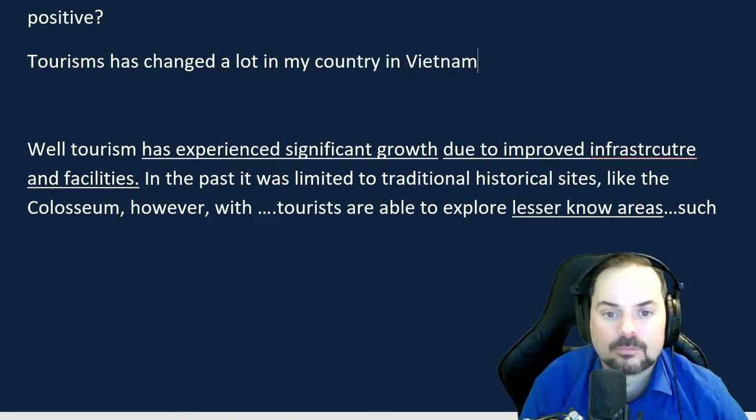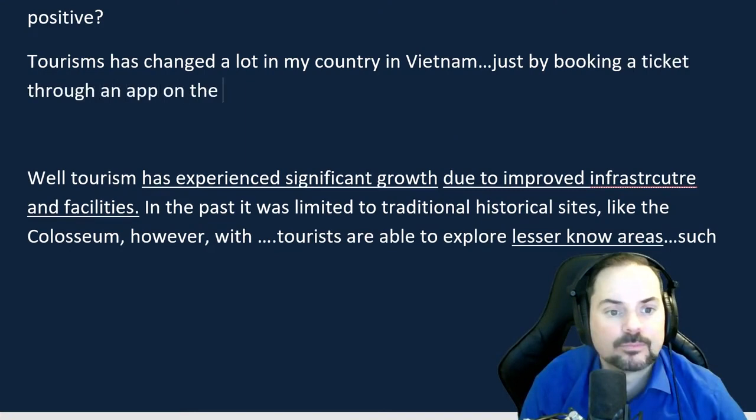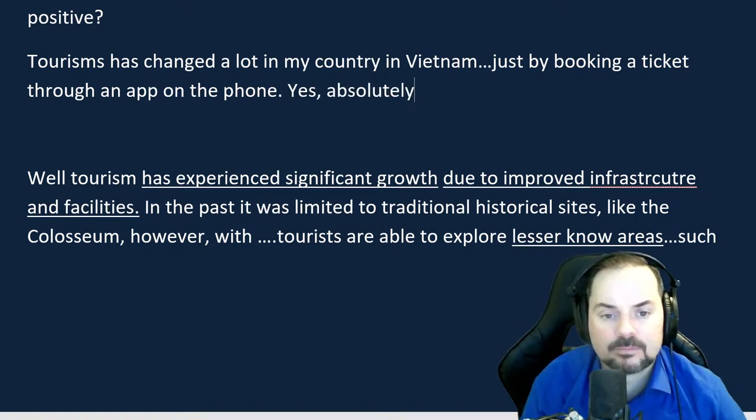Has this been a positive? Yes, absolutely. The government pays more attention to the investment budgets on the infrastructure of tourism, so the national economy has been enriching dramatically for 50 years.